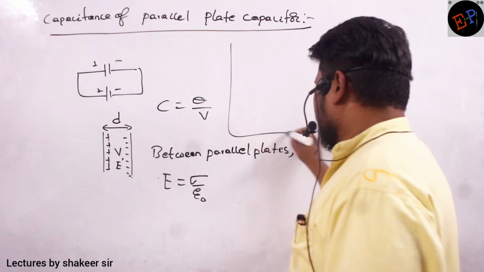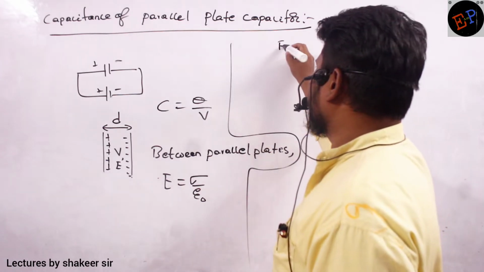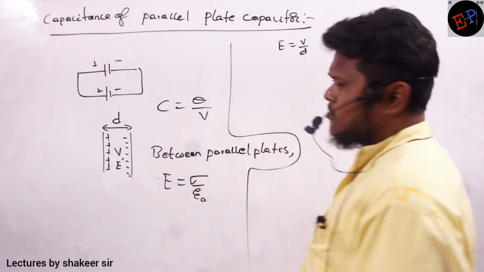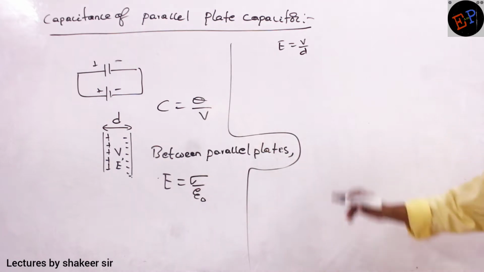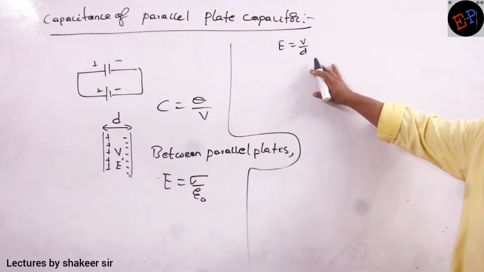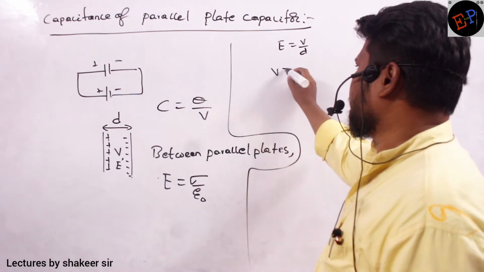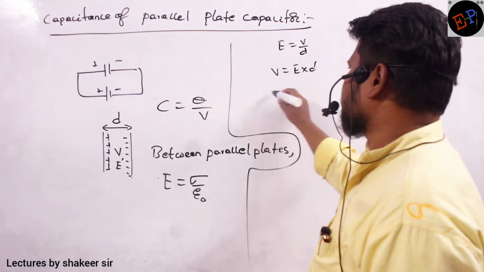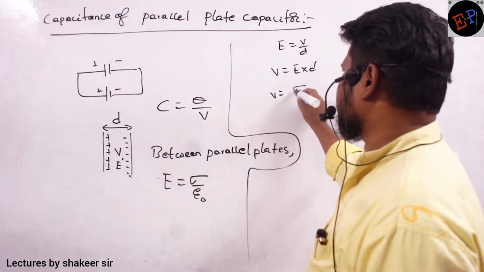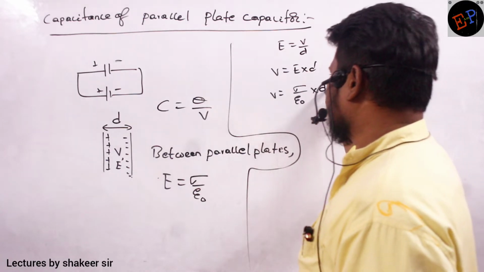So therefore, what is the relation between E and d? E is equal to V by d. This also we know. Okay, ma? Amount of potential divided by distance is called the electric field. So therefore, how can I write the V value? V is equal to E into d. So V is equal to electric field, which is how much? Sigma by epsilon naught multiplied by d.